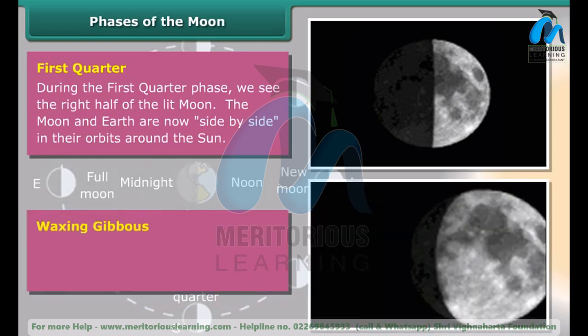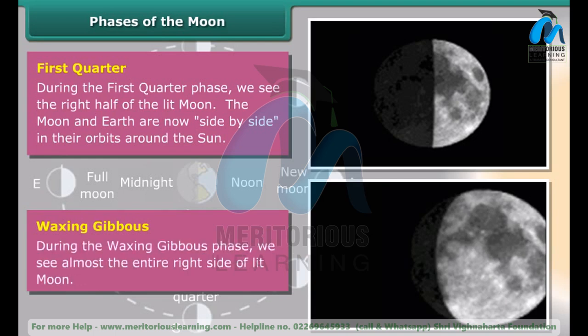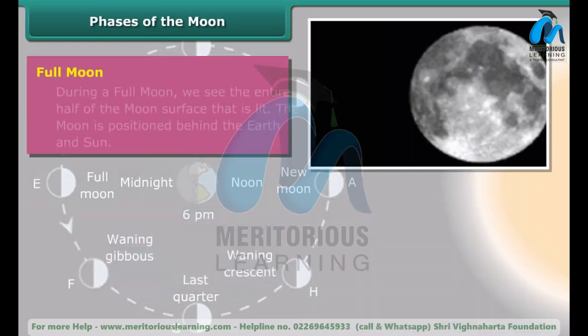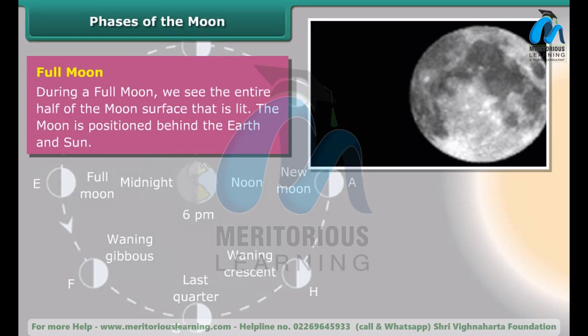Waxing gibbous. During the waxing gibbous phase, we see almost the entire right side of the lit moon. Full moon. During a full moon, we see the entire half of the moon's surface that is lit. The moon is positioned behind the earth and the sun.